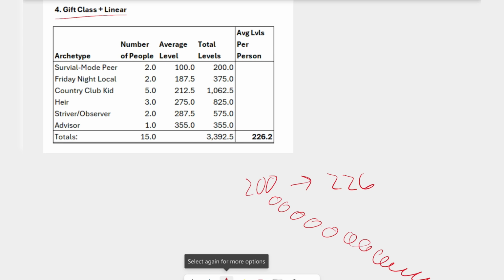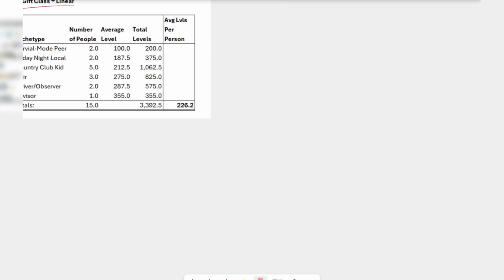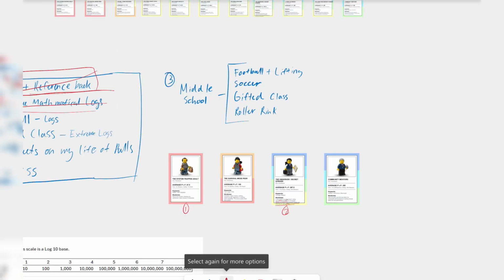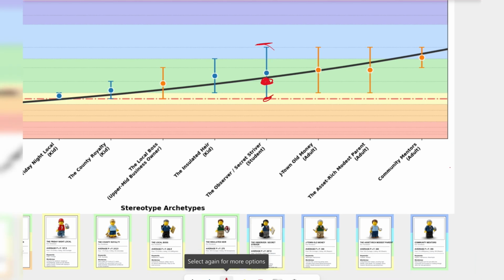This is a linear representation here. I can't possibly comprehend how many zeros this would be. But there were other days. There were days I'd been hanging out in football. There were days I was thinking about my parents' divorce. There were days I didn't have gifted class. There were days I didn't have the roller rink to go release. And I fell below this paradigm down into here.